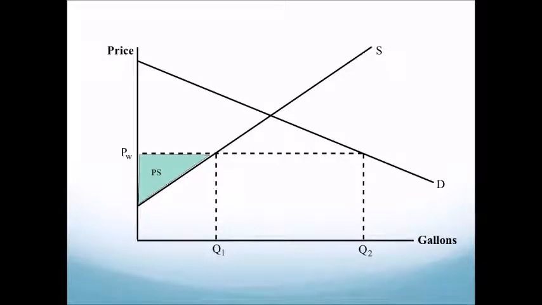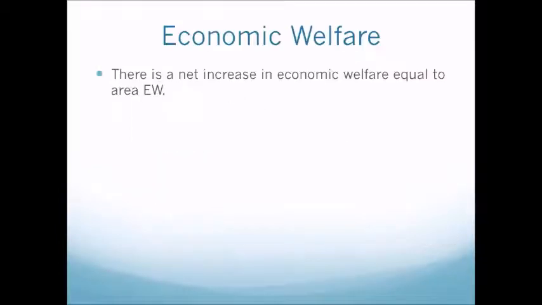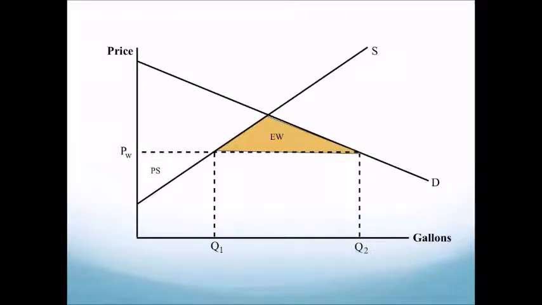There is a net increase in economic welfare equal to area EW. The triangle above the world price but below both the demand and supply curves is the net increase in economic welfare created by trade. The government imposes a tariff of amount T.